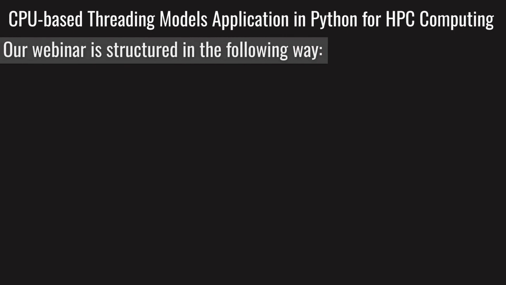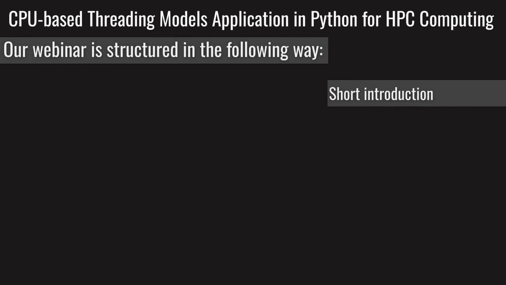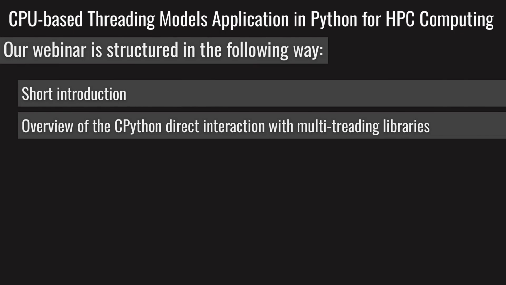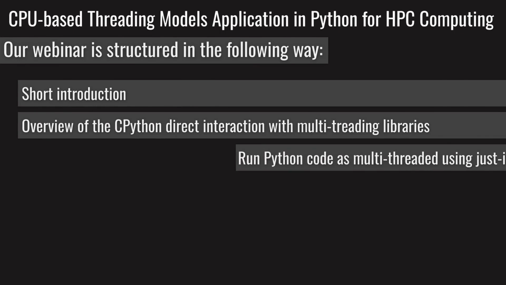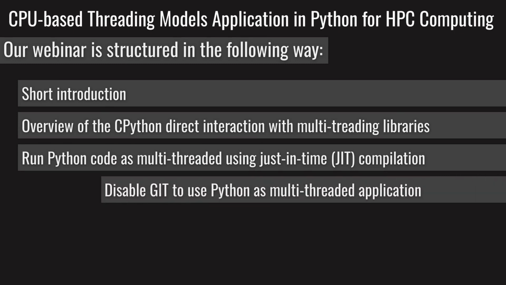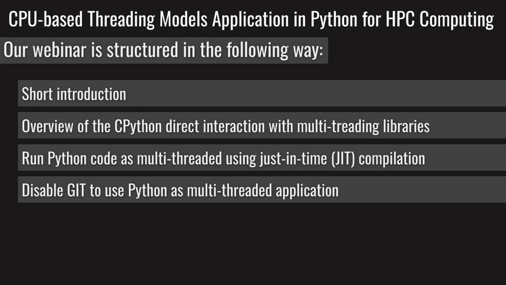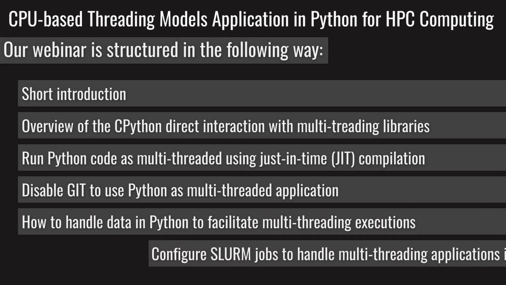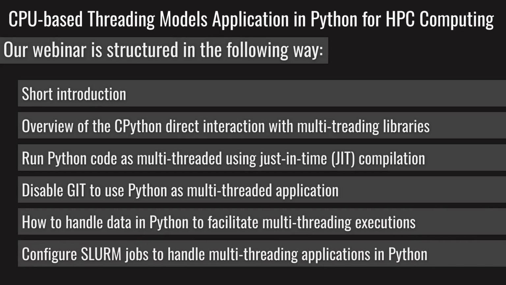Our webinar is structured in the following way. We start with a short introduction, followed by an overview of the CPython direct interaction with multi-threading libraries. Next, we explain how to run Python code as multi-threaded using just-in-time JIT compilation. Afterwards, we show how to disable the GIL and use the Python interpreter itself as a multi-threaded application. We also provide an important discussion about how to handle data in Python to facilitate multi-threading executions. Lastly, we go over the fundamentals of writing Slurm job scripts that enable Python multi-threading applications to run properly.